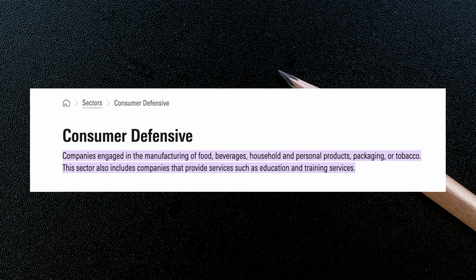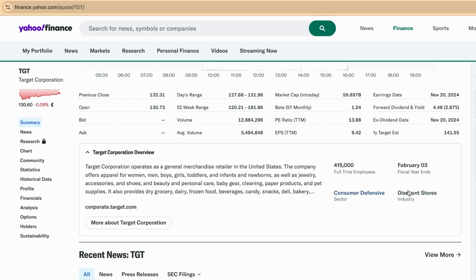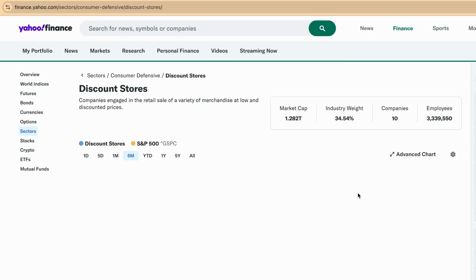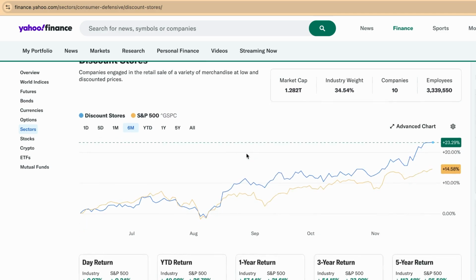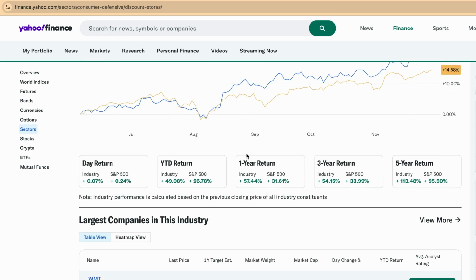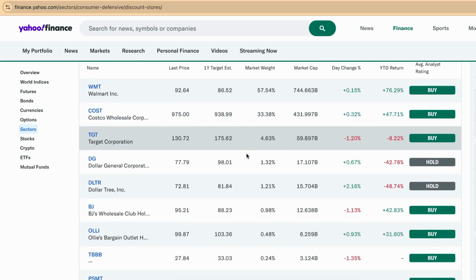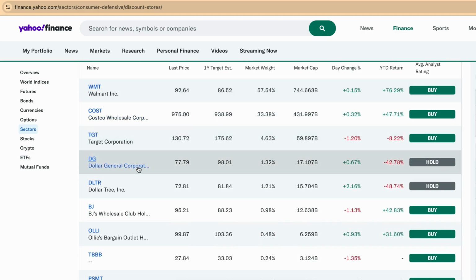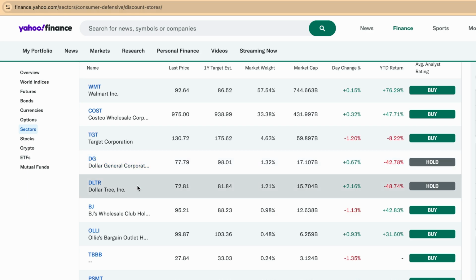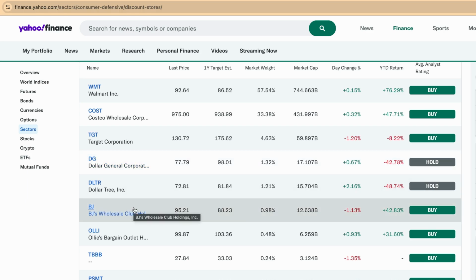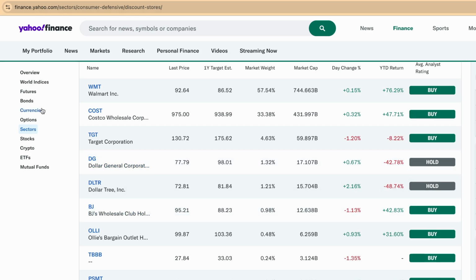For Target, they are part of the sector of consumer defensive, and part of the industry for discount stores. You can click on these links to see similar companies in that industry. So in this case, for discount stores, if we scroll a little bit further down, we'll see Walmart, Costco, Dollar General, Dollar Tree, BJ's are in this similar industry as Target.